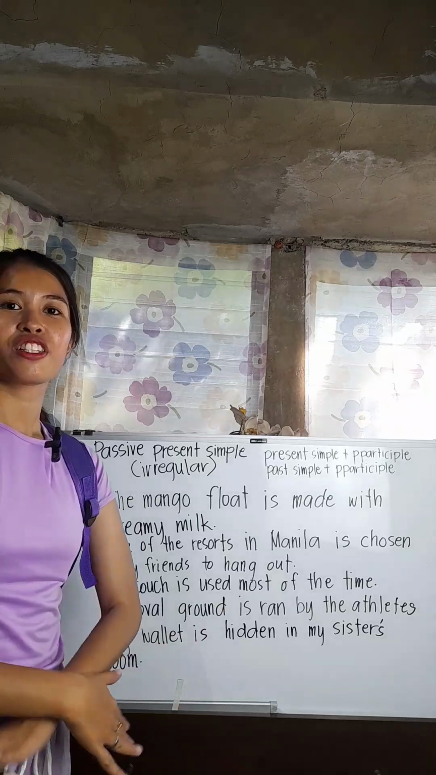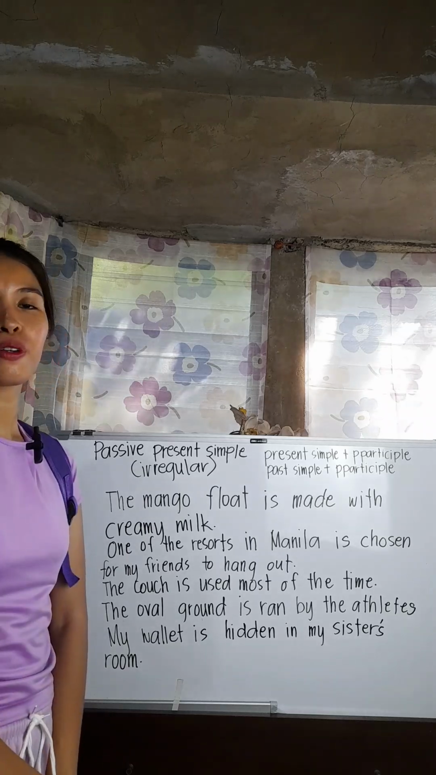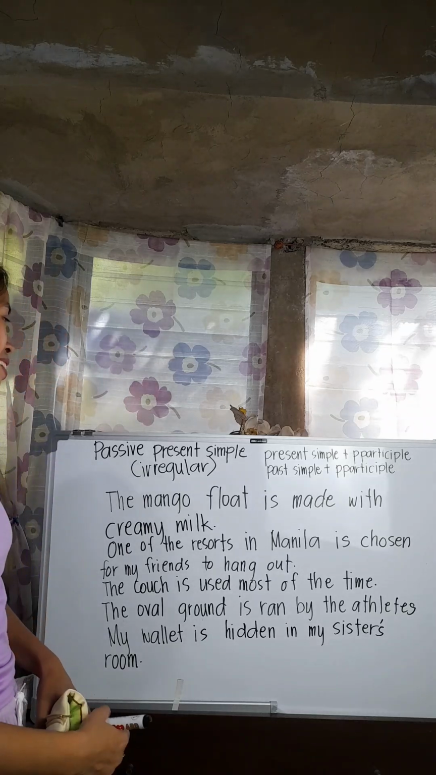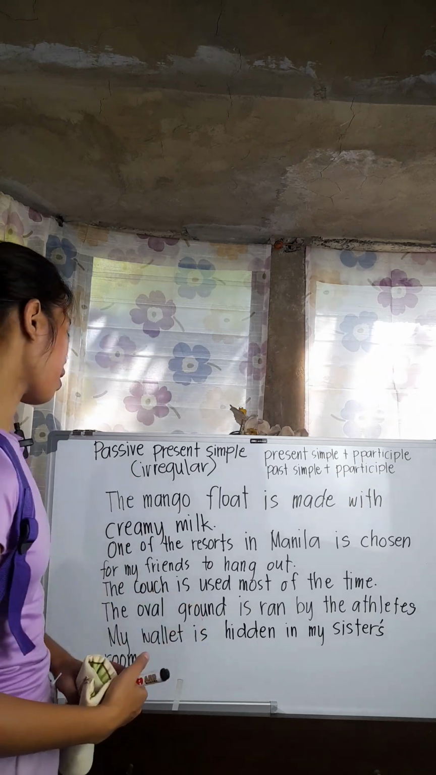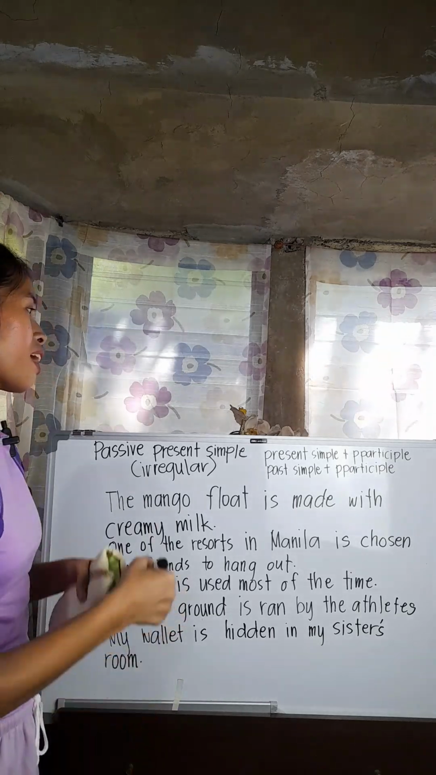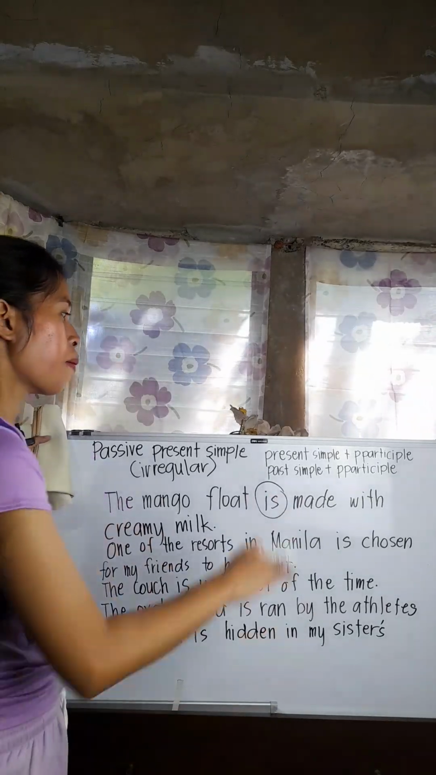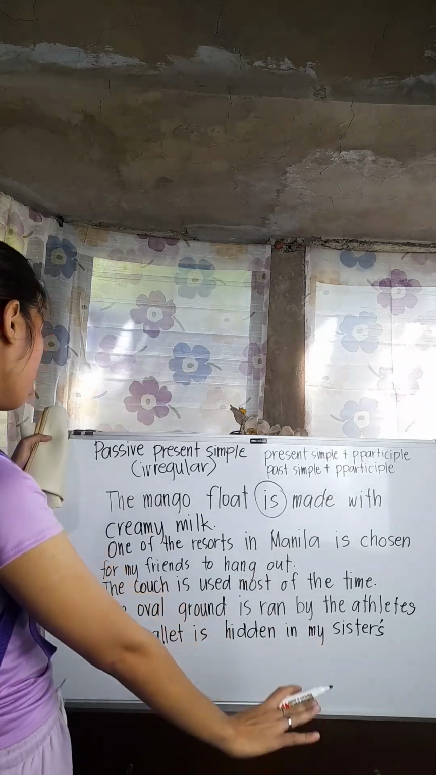Another set of examples for passive present simple, but this time with irregular verbs. The first sentence, the mango float is made with creamy milk. The subject, the mango float, is as the present simple. Let's encircle that. Made as the past participle.